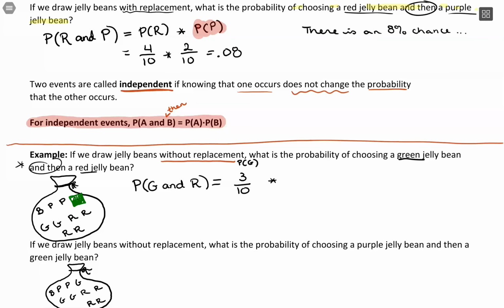So when I go to find the second probability, what I'm really thinking of here is the probability of choosing a red jelly bean given I already selected 1 green jelly bean. So this probability of red, now that the bag has changed, well, I have 4 red jelly beans out of the 9 remaining there. So we can't just multiply by 4 out of 10 because we don't have 10 jelly beans anymore. If we're working without replacement, the probabilities change, which makes this not independent.